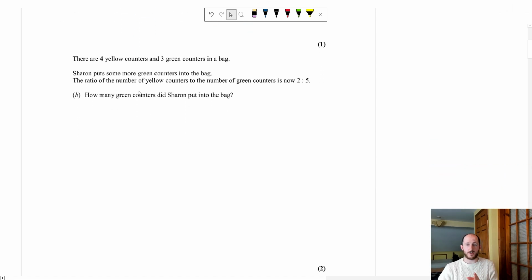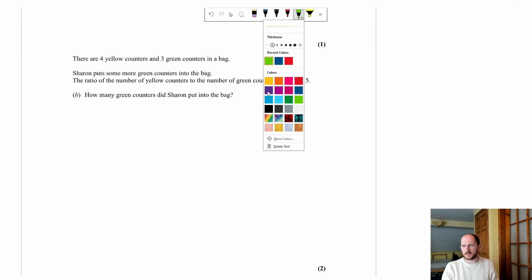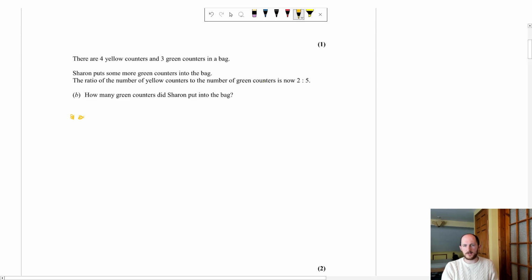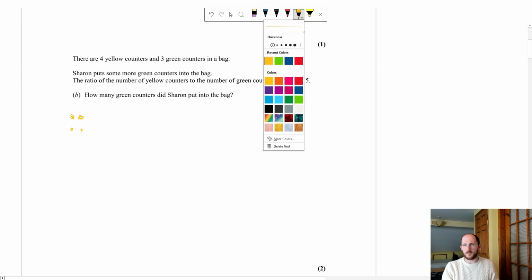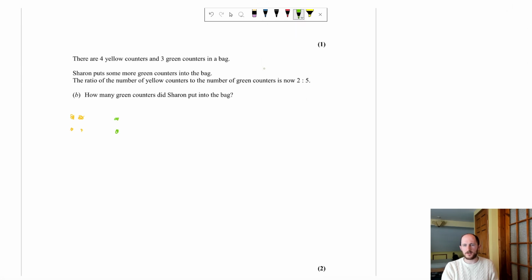Now, definitely the harder part of the question is this. There are 4 yellows and 3 greens in a bag. So we have, I do actually have a yellow pencil, 1, 2, 3, 4. And then we also have 1, 2, 3 greens. Sharon then puts more green counters into the bag such that the ratio of yellow to green is 2 to 5. So that ratio of yellow to green means that for every 2 yellow beads, there are 5 green beads. Now, if you have a look, we have 4 yellow beads.